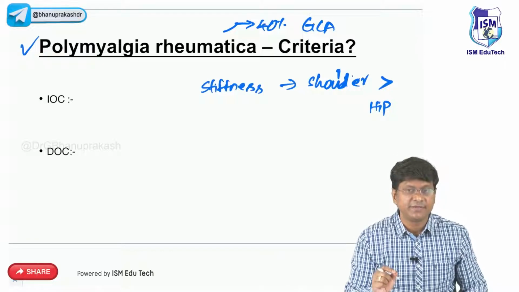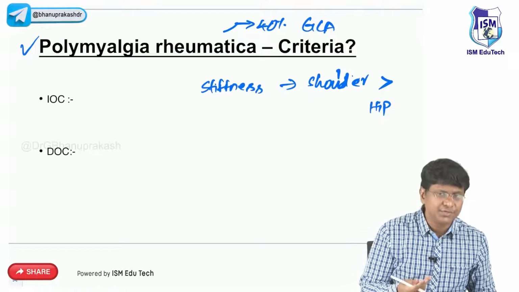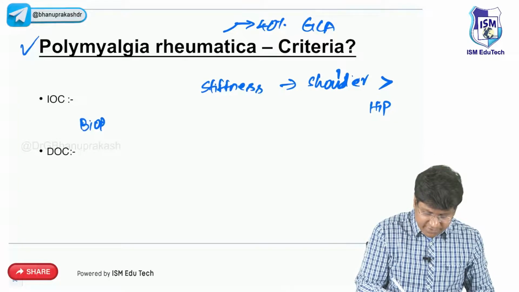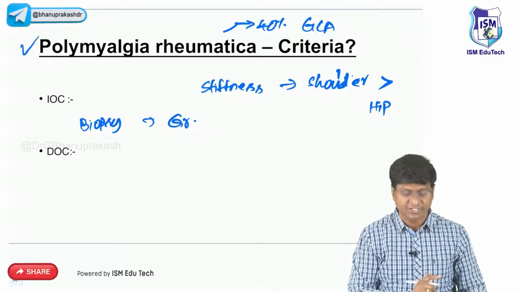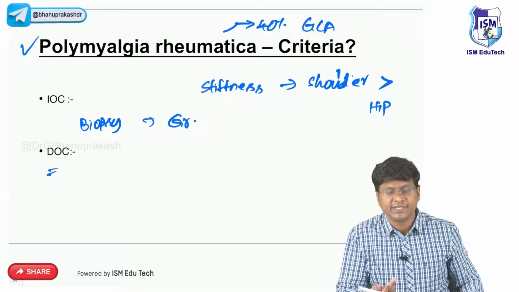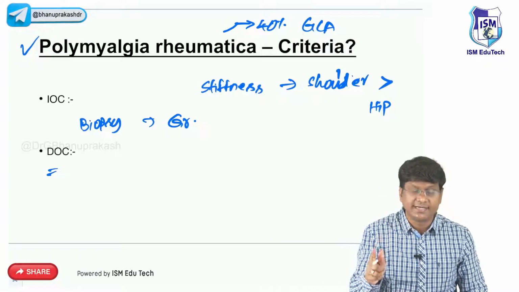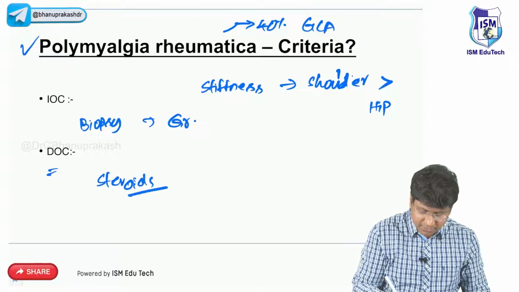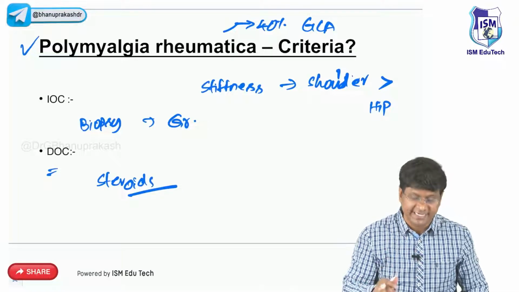And in polymyalgia rheumatica, you need to be very much aware of the investigation of choice. In case of giant cell arteritis, you need to do a biopsy. Whenever you do a biopsy, that will show you the presence of granulomatous inflammation. Then what is the drug of choice in case of polymyalgia rheumatica or giant cell arteritis? Remember, the drug of choice here will be steroids. So this is about giant cell arteritis.